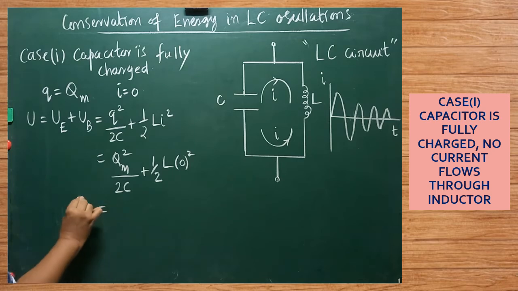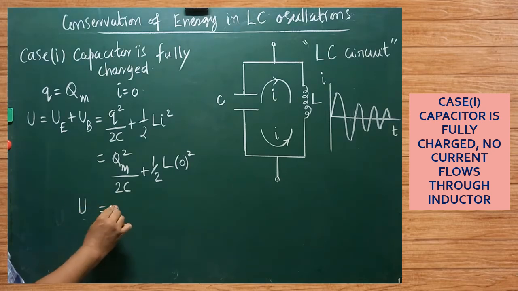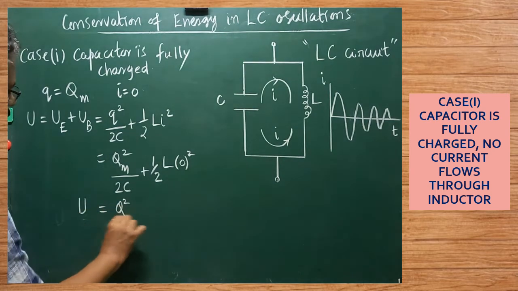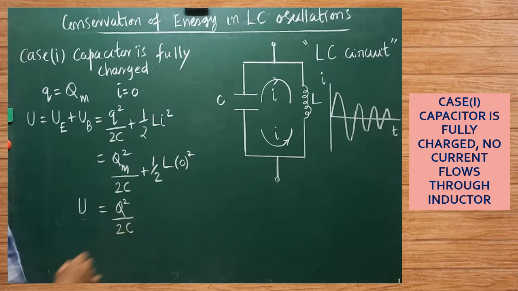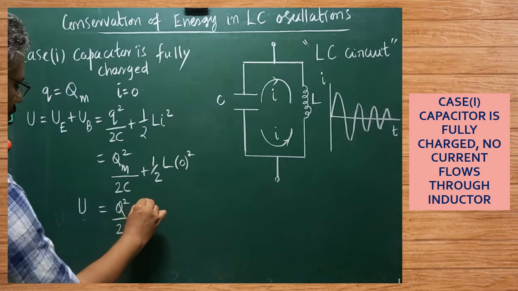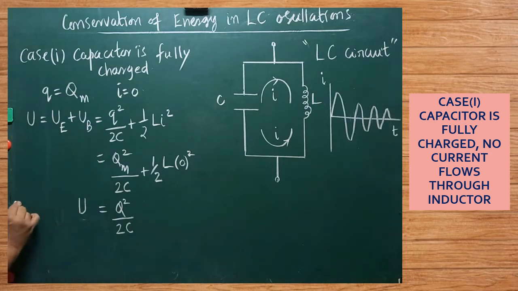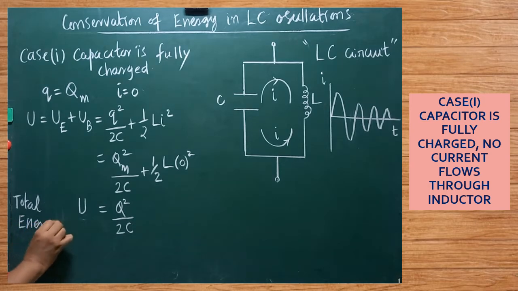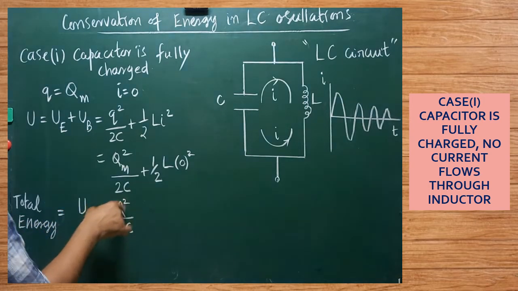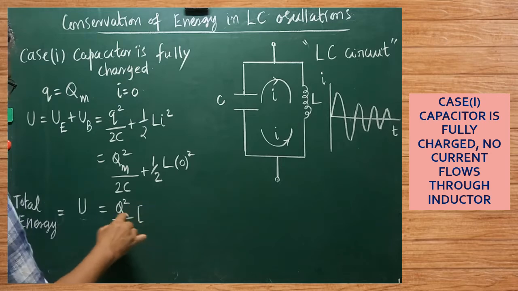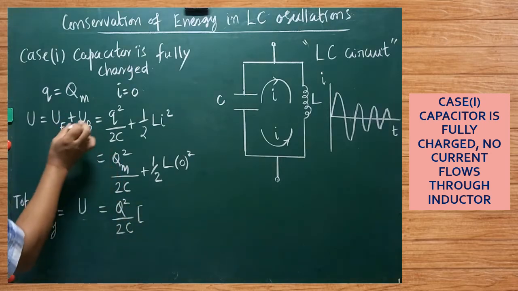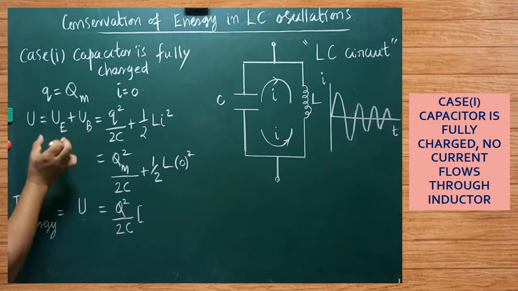So on the whole, the total energy expression becomes Q square divided by 2C. This factor becomes 0. Look here, the total energy of the system is calculated. Its expression is Q square divided by 2C. That is obtained only from which part? UE part. Are you clear?